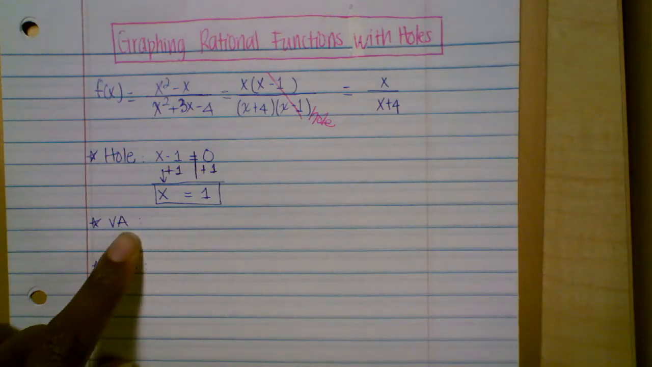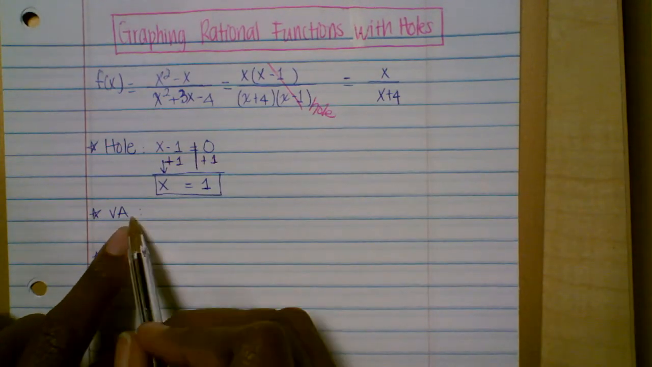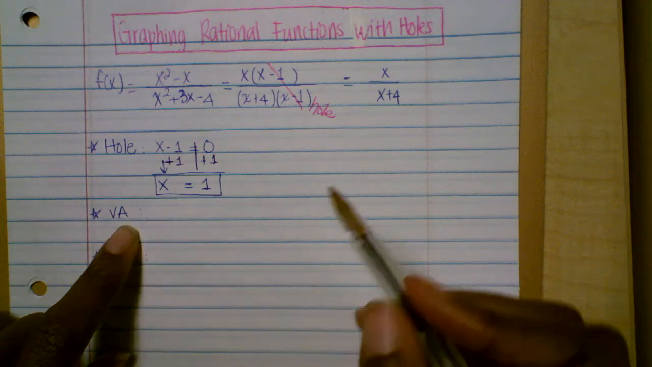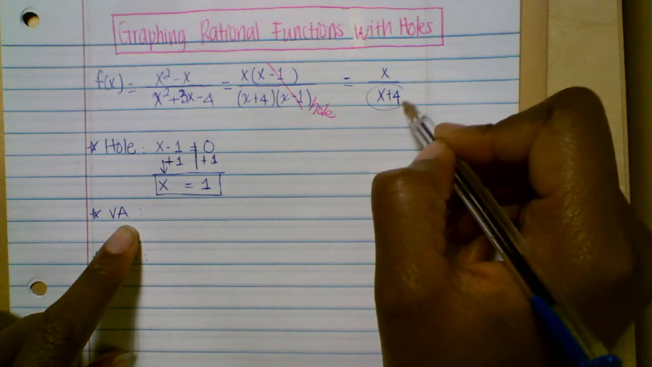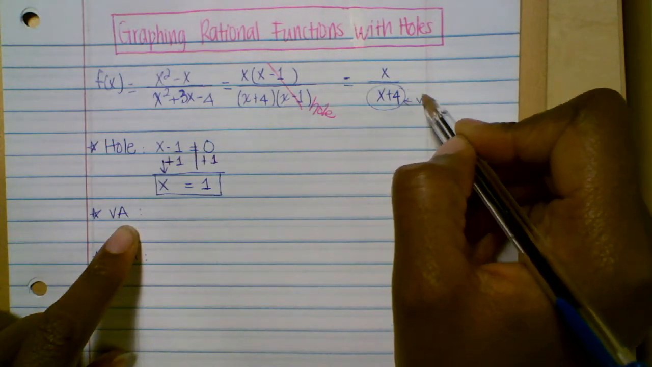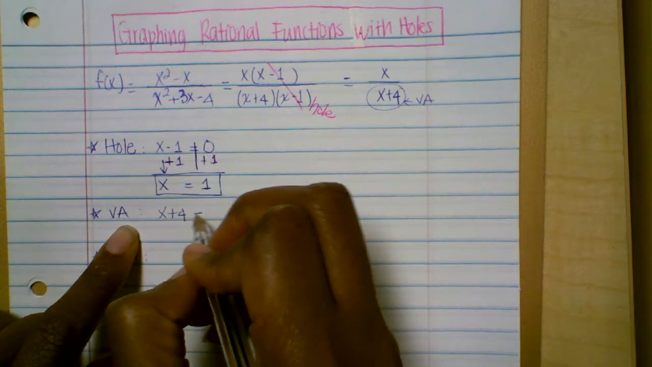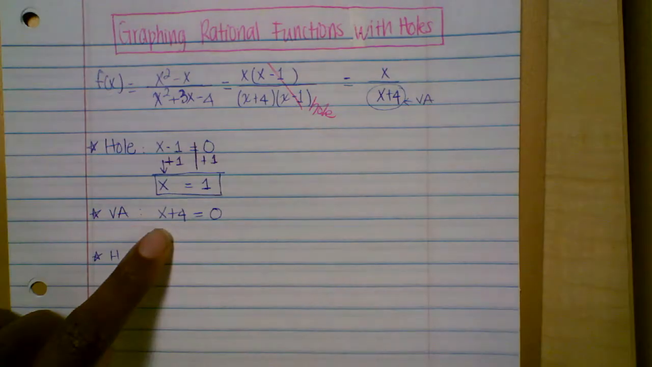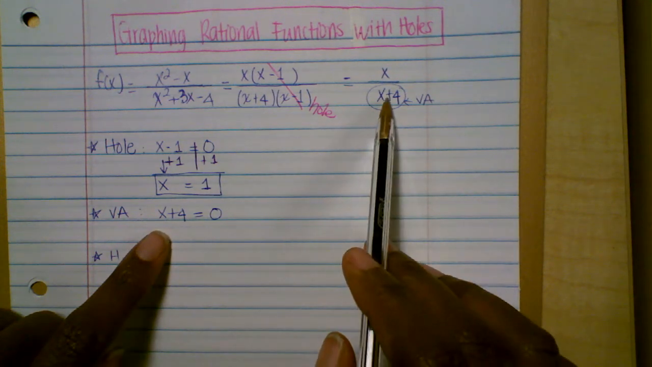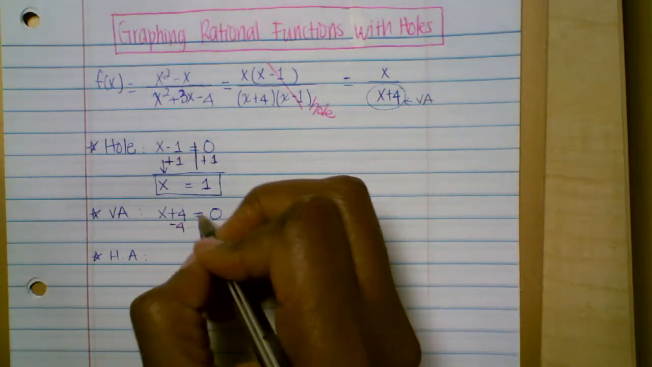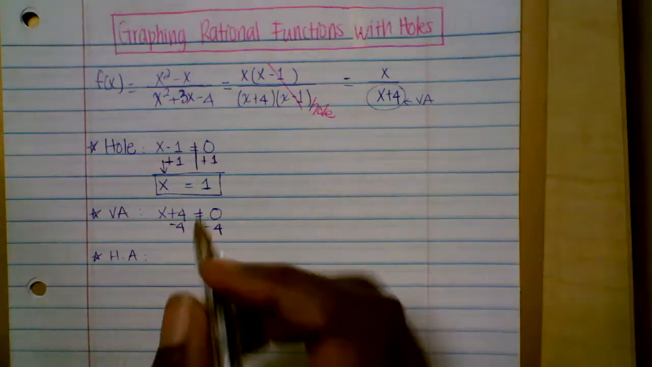Now, I need to identify the VA, the vertical asymptote. How do I identify the vertical asymptote? The vertical asymptote is going to be from the leftover denominator. So you take the leftover denominator, which is x plus 4, and you set it equal to 0, and you solve for x. Again, you have a vertical asymptote for the number that makes the denominator equal to 0. Okay, and if I solve for x, you find out what number makes the denominator equal to 0?